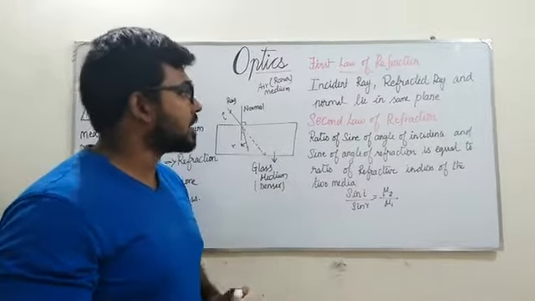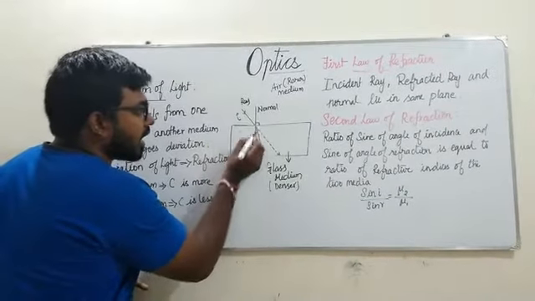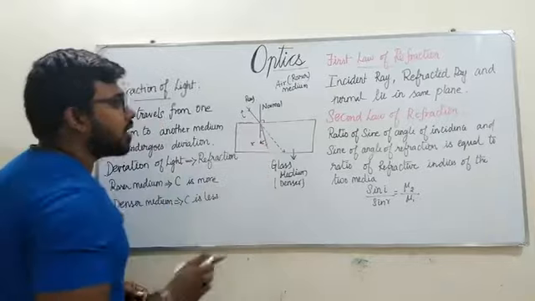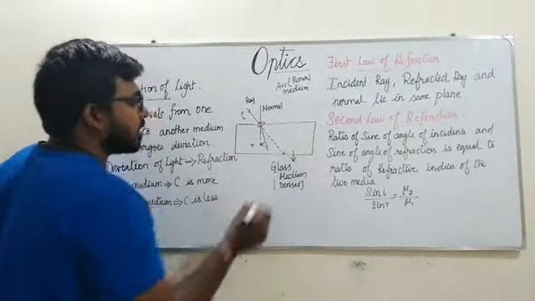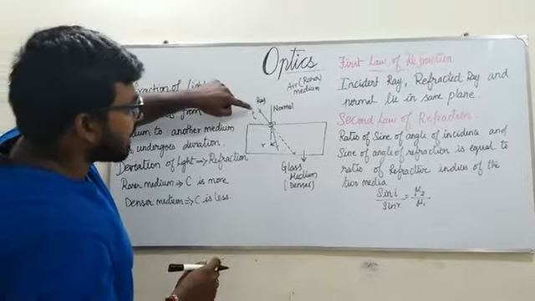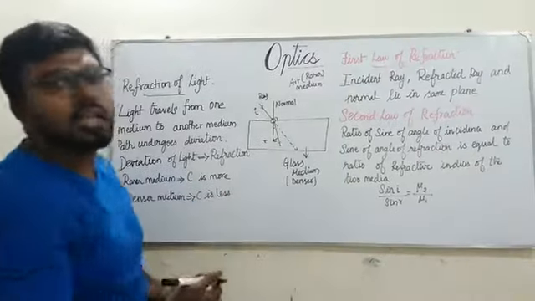The first law says that the incident ray, the refracted ray and the normal on the surface of refraction lie on the same plane. Which means all the three, the incident ray, the refracted ray and the normal, are lying on the same plane.